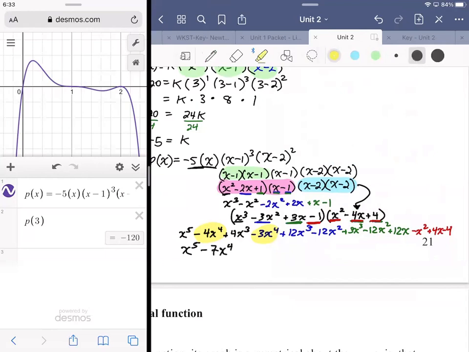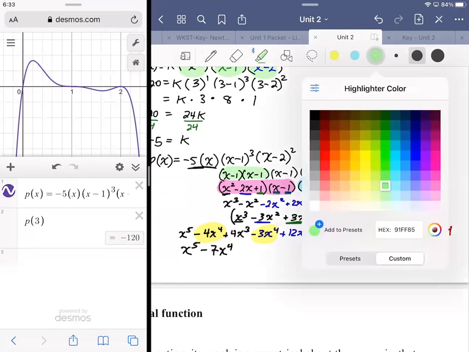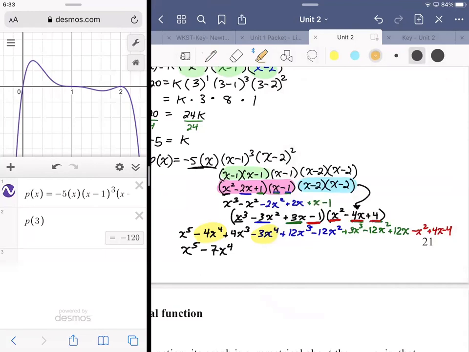Just combining like terms. I'm going to get a new color. I'm going to go with a light blue. No, I've already had a light blue. Go with a light orange. I want it to actually look somewhat orangey. So anything with a power of 3 would get combined. So positive 4 plus 12 is 16, plus another 3 is going to give me a 19. So positive 19x to the third.